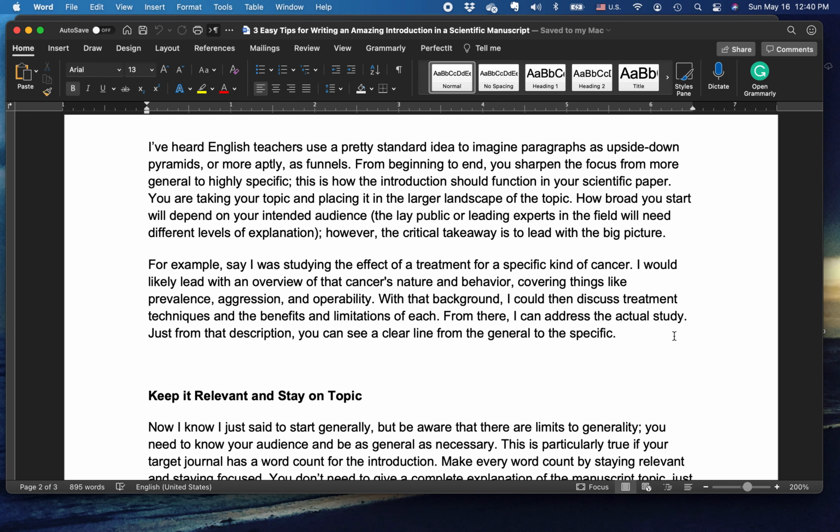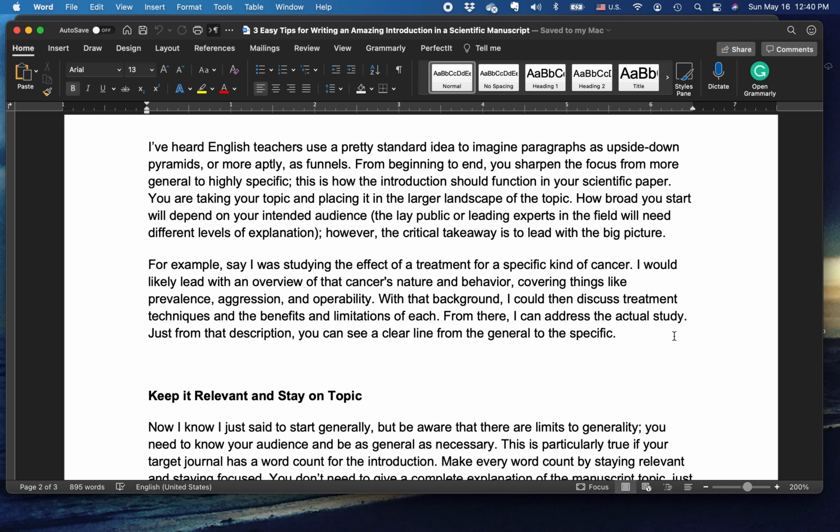So how broad do you start? That depends on your intended audience. The lay public and leading experts in the field will need different levels of explanation. Nevertheless, the critical takeaway is to lead with the big picture.